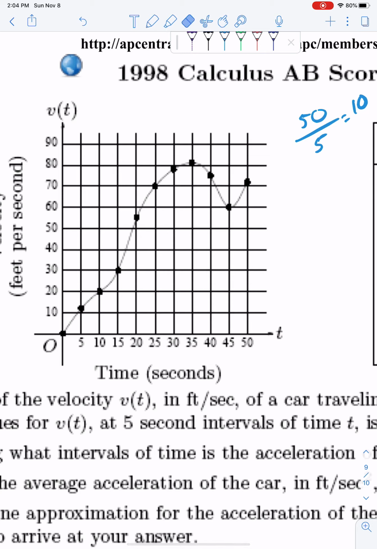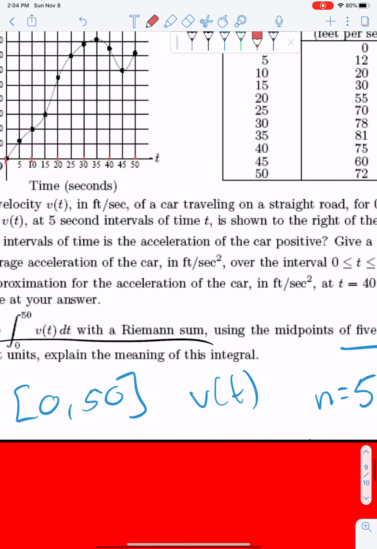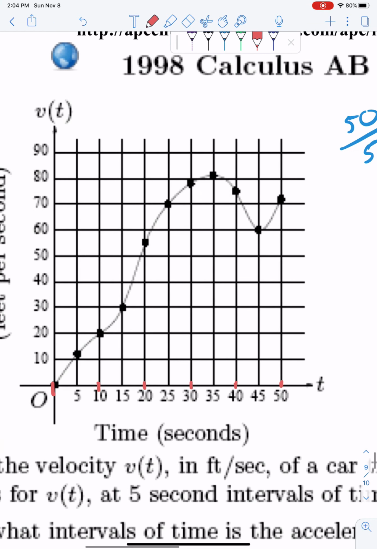And I know I'm zoomed in. I'm going to try not to cover stuff up. But I'm going to go from 0 to 10, and then to 20, and then to 30, and then to 40, and then to 50. So those are my intervals across the bottom. Now, it told me that it wants me to estimate using the midpoints. So I'm not interested in the value at 0 or the value at 10. I'm interested in the value right in the middle at 5. So I'm interested in that value right there. That's going to be my first rectangle.